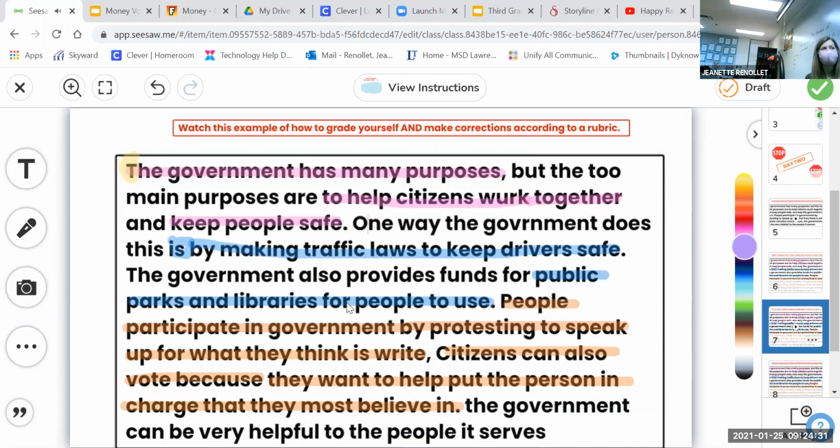Okay, I don't see any proper nouns. Oh, look, that one I did. There's a period, there's a capital letter. There's a period, there's a capital letter. Yes.